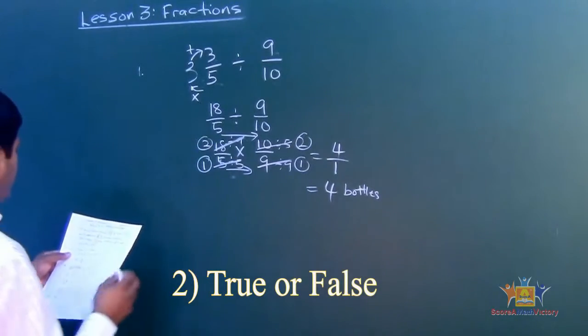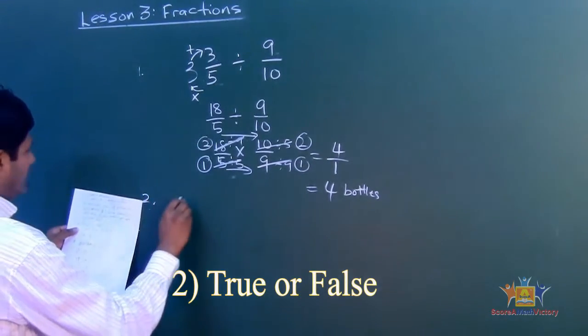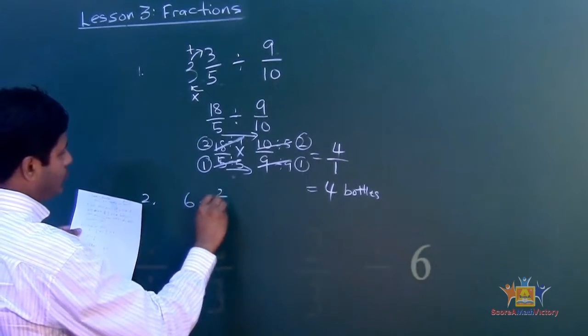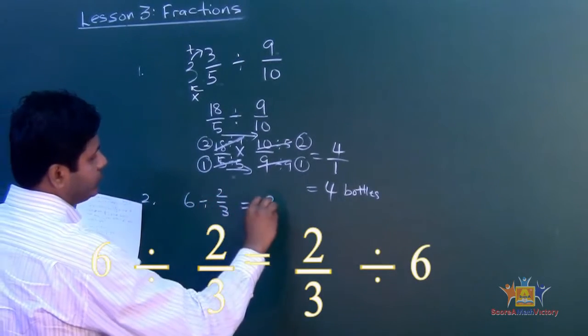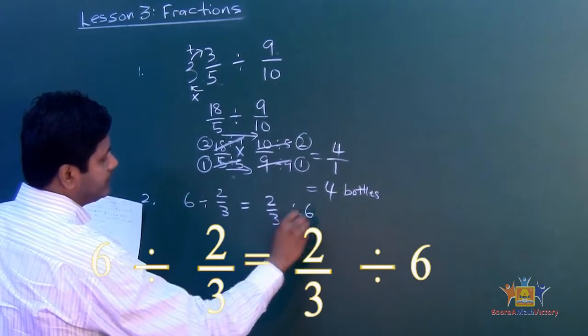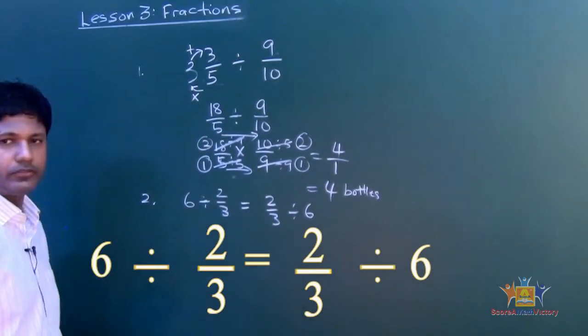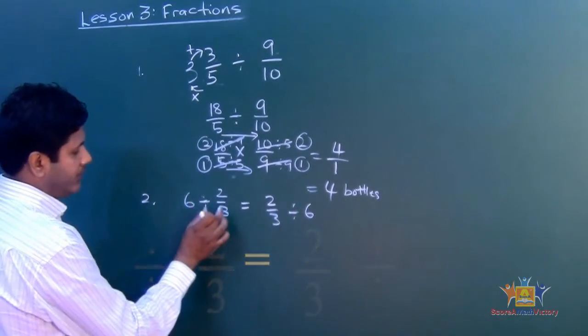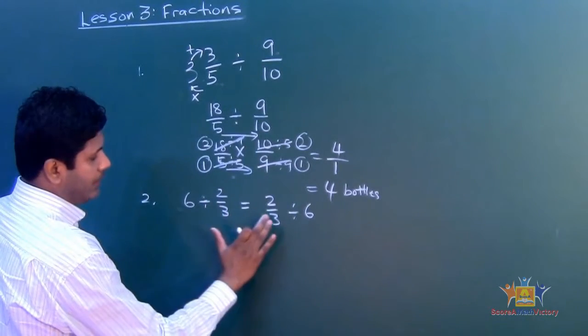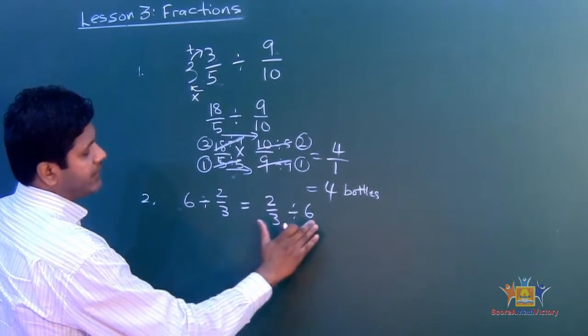Problem number 2, true or false? We're given 6 divided by 2 over 3 also equals 2 over 3 divided by 6. So true or false? We have 6 on this side and 2 over 3. Now I flip it and put 2 over 3 on this side and divide that by 6.